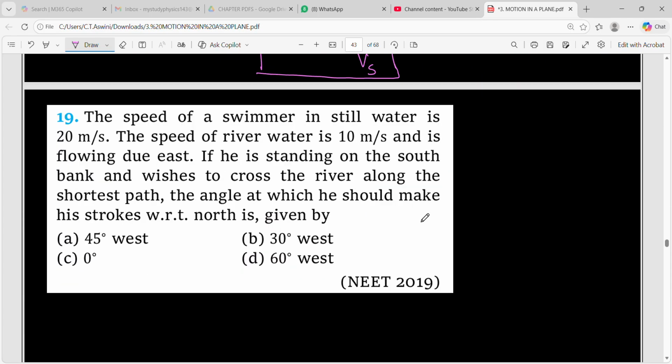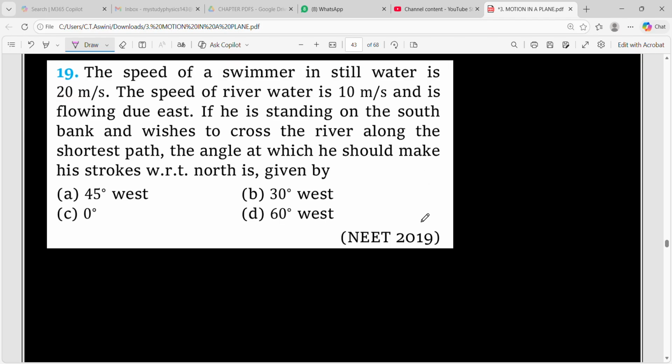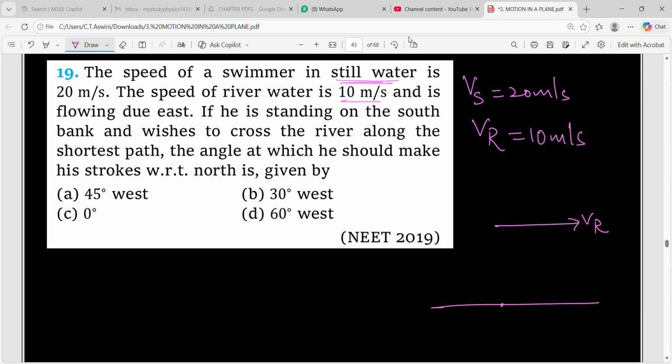The speed of a swimmer in still water is 20. So, what is the speed of the swimmer? It is 20 meter per second. In still water in the sense, it's not relative speed, it's a normal speed. The speed of the river water, so what is the speed of the river? It is 10 meter per second and is flowing due east. So, this is the direction of velocity of river in east direction. He was standing on the south bank and wishes to cross the river along the shortest path.